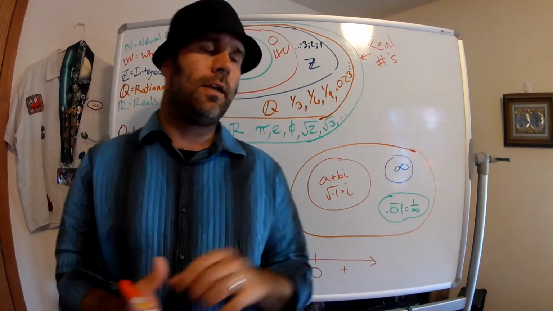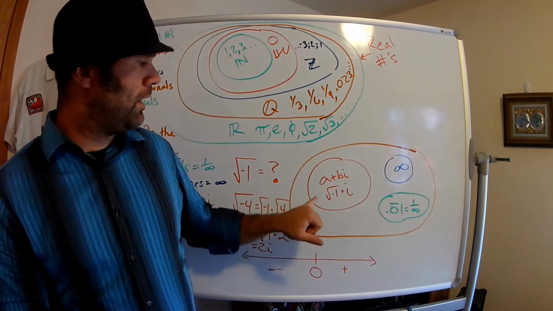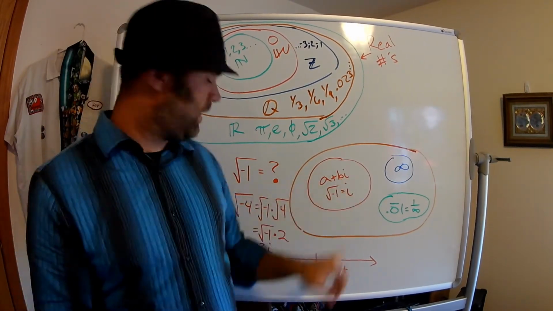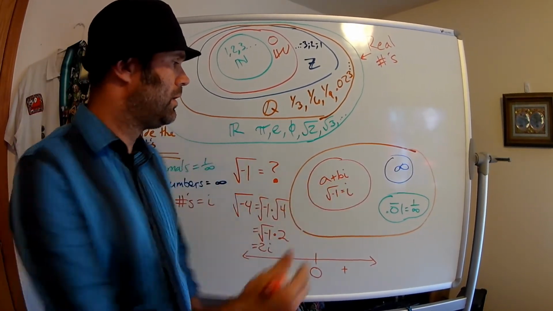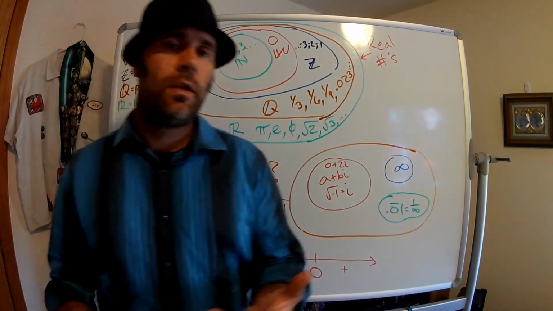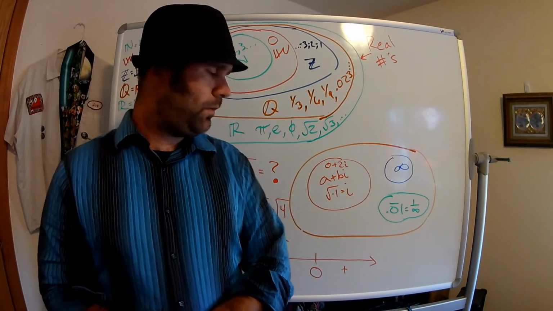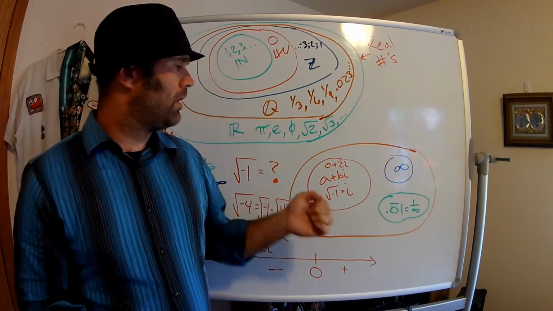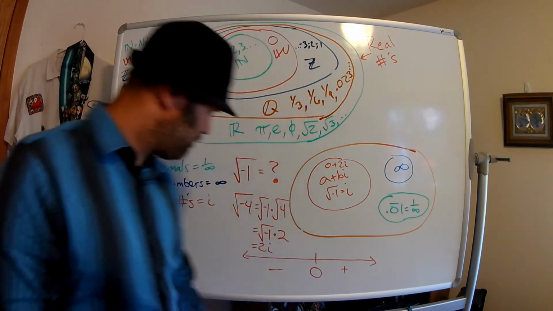2i is definitely a number inside of this bubble. It lives here. It's a plus bi. Well, b is 2 in this case, and a is 0. 0 plus 2i is one of the many numbers inside of this circle. And that's the same as the square root of negative 4. The square root of negative 4 can be written as 0 plus 2i. Okay?